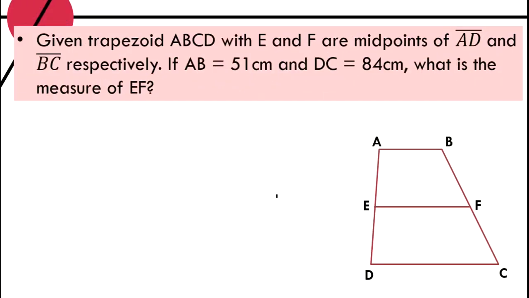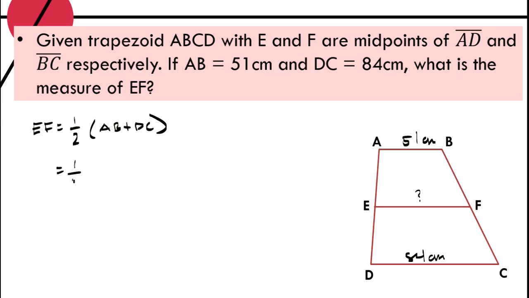For example, given trapezoid ABCD where E and F are midpoints, so therefore EF is a midline. If AB is 51 centimeters and DC is 84 centimeters, what is the measure of midline EF? So apply the midline theorem for trapezoid. EF is equal to 1/2 the sum of the bases AB and DC.